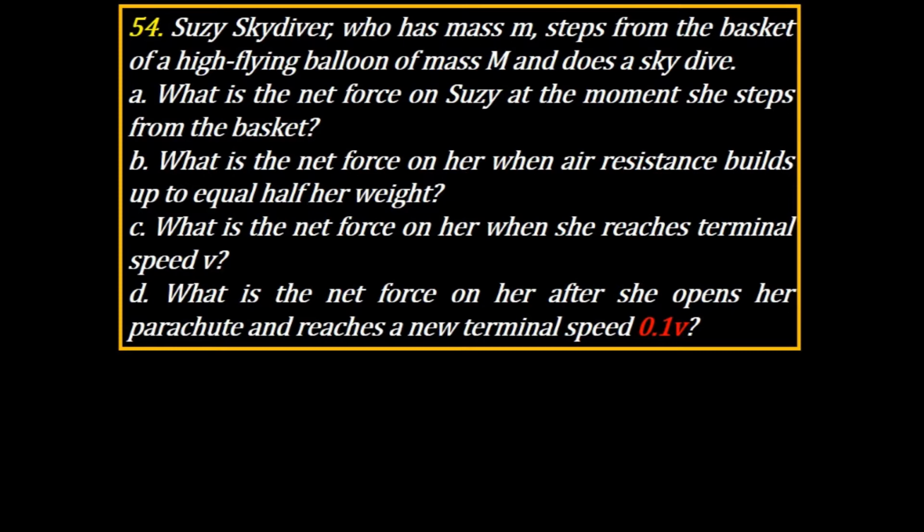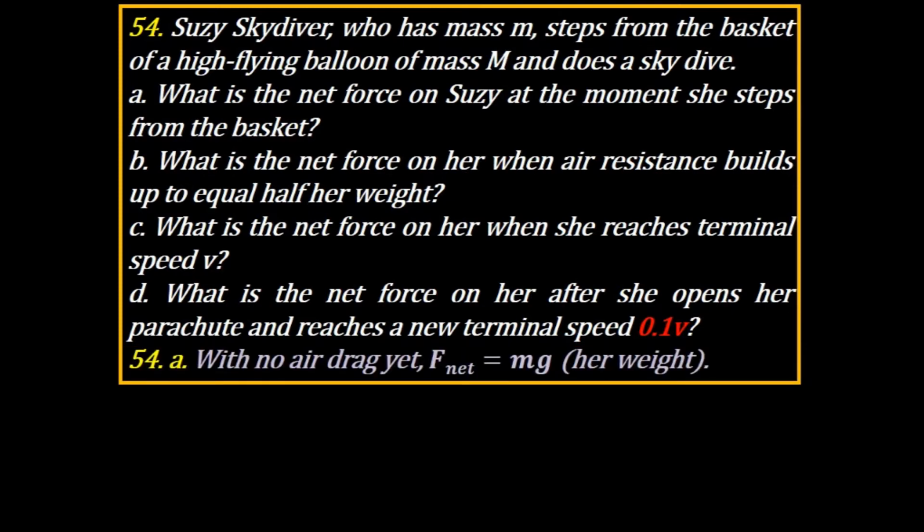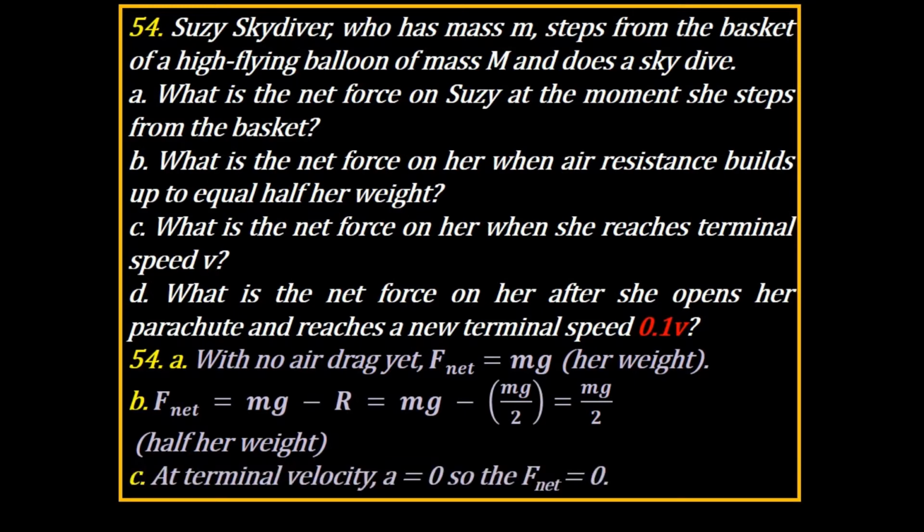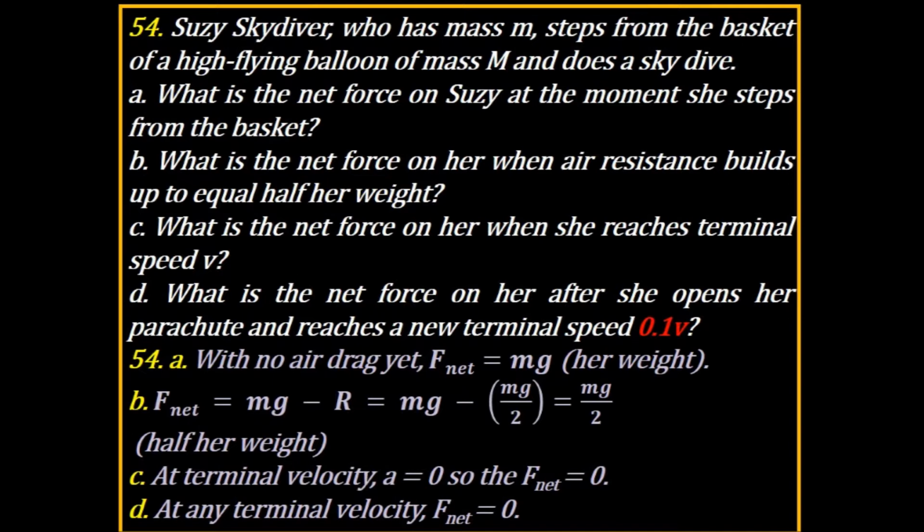So, good problem though, very good problem. So with no air drag yet, F net equals her weight. As we proceed here, let's go more quickly through this. The next one would be half her weight, as I said there, and then 0 net force, and then 0 net force.